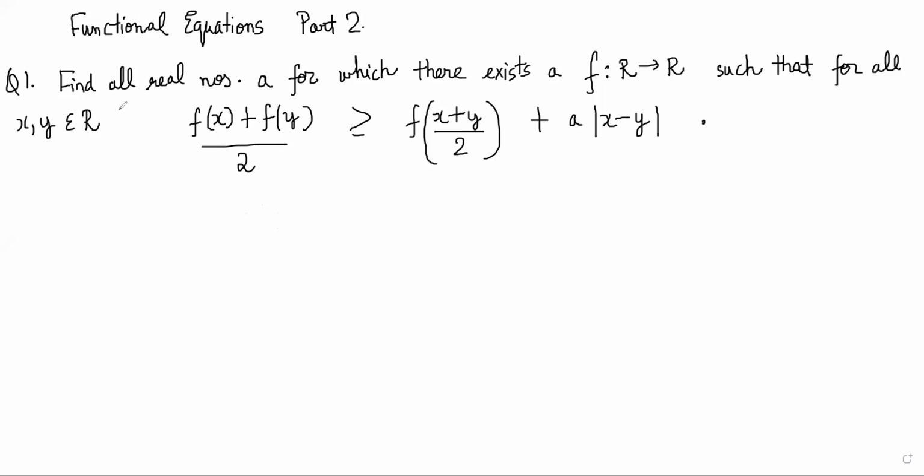So the first question says: find all real numbers a for which there exists a function from R to R such that for all x, y belonging to the reals, we have (f(x) + f(y))/2 is greater than or equal to f((x+y)/2) + a|x - y|. So we have to find all the real numbers a for which this relation is true, or at least there is a function which satisfies this relation.